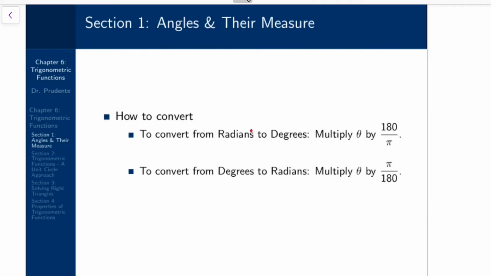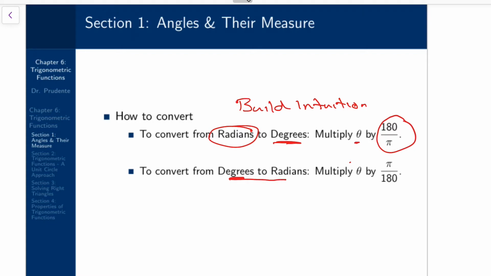Here's how we convert if we're starting in radians and want to go to degrees, if this is how we want to build our intuition. We're going to take our angle and multiply it by this factor of 180 over pi to go from radians to degrees. But if we have our degrees and we want to actually work with it mathematically, we're going to need to change it to radians. So we're going to want to multiply our degrees by pi over 180.